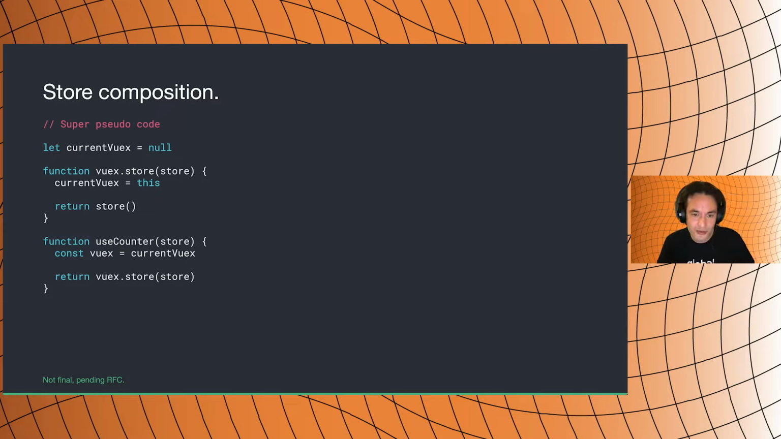This is what Vue 3 does in composition API. When you call, for example, the getCurrentInstance method, or when you use the provide and inject methods, it's retrieving the current Vue app instance like this.